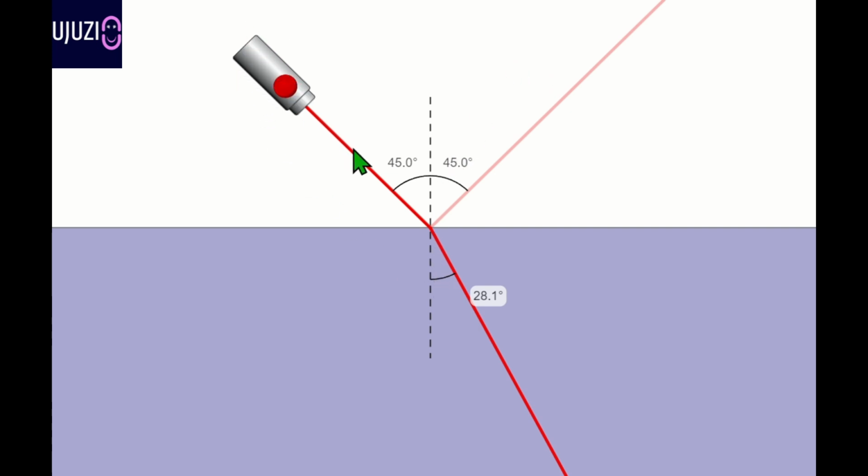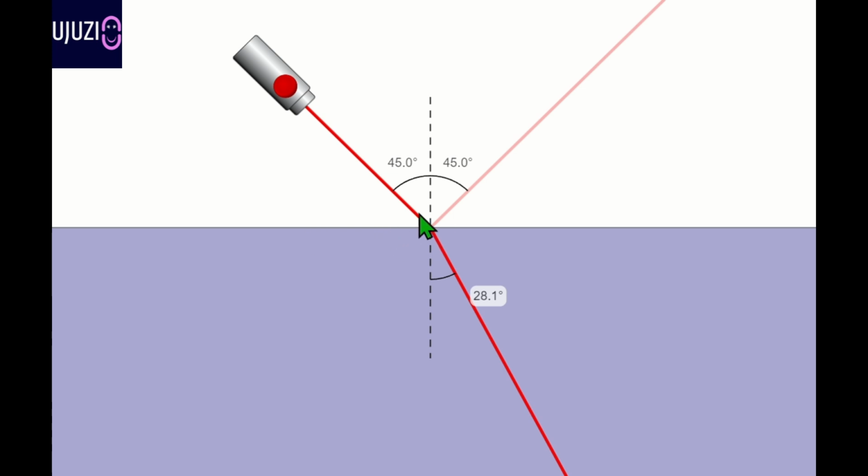There is incident light that is coming towards the glass surface. There is refracted light that is bending because of the transition from one medium to another. And there is the third one, which is reflected. The reflection happens because of the nature of the surface in contact.